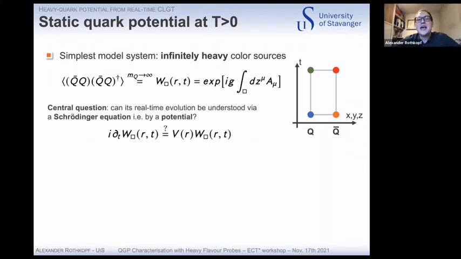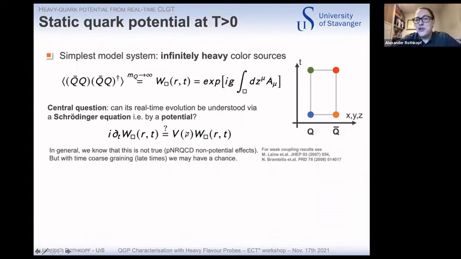When I talk about the heavy quark or the static quark potential, what I mean is that I want to know whether I can describe the evolution of these infinitely heavy color sources by a Schrödinger-like equation, meaning that the evolution equation of the Wilson loop can be written with a time-independent potential V of R multiplying the Wilson loop on the right-hand side. That is, I want to establish whether that is possible. In general, we know that such a description is not true. There are usually non-potential effects, especially if you think about the interaction between the heavy quark and the gluons. This is a retarded quantum field theoretical interaction.